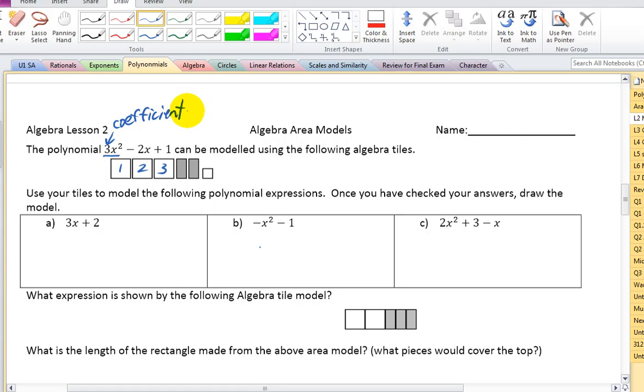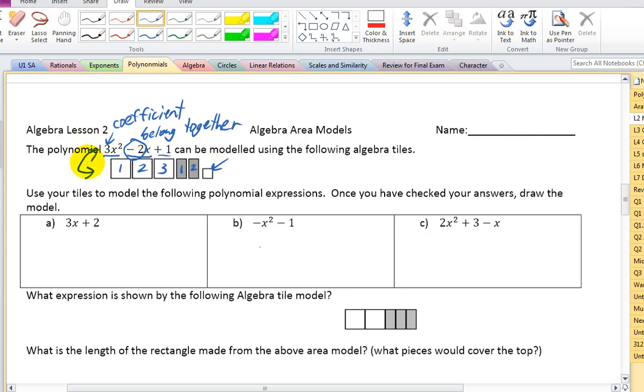There's 3x squared. What about a negative 2x? Well, how many are there? 1, 2 of them, and they're negative, so it's a negative 2x. So you have to understand that these belong together. They're telling us all about the x tiles. It's negative and there's 2 of them. And here we have a +1, and guess what? It's not shaded, so it's a +1. So you have to be able to go back and forth from one to the other.